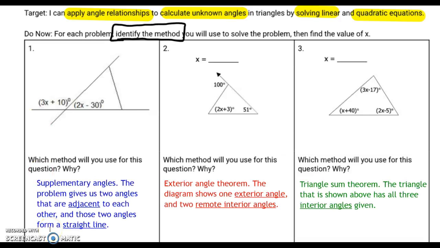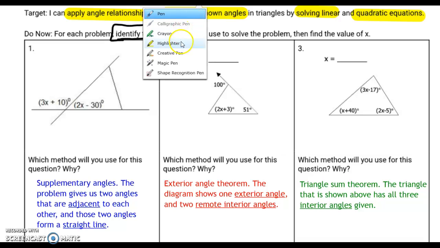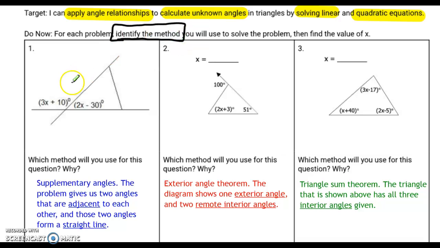All right, for this first one, we can see that we're talking about supplementary angles. The problem gives us two angles that are adjacent to each other, adjacent of course meaning next to, and those two angles form a straight line. What I can do with my highlighter is show you that this is the straight line that I'm talking about from here over to here, and then the split in that line is from here to here, which means that this angle here and this angle here add up to 180 degrees. That's what supplementary angles means. You could also think about this as a linear pair.